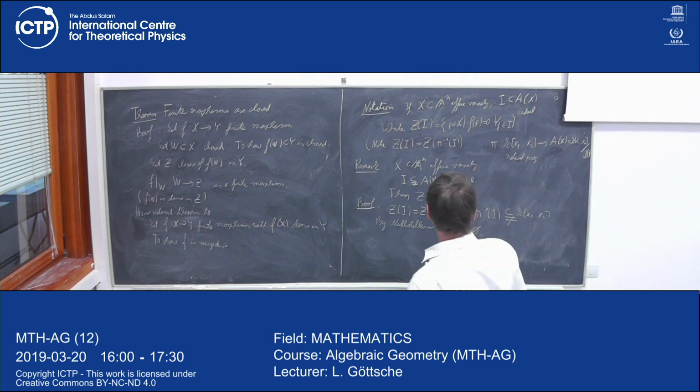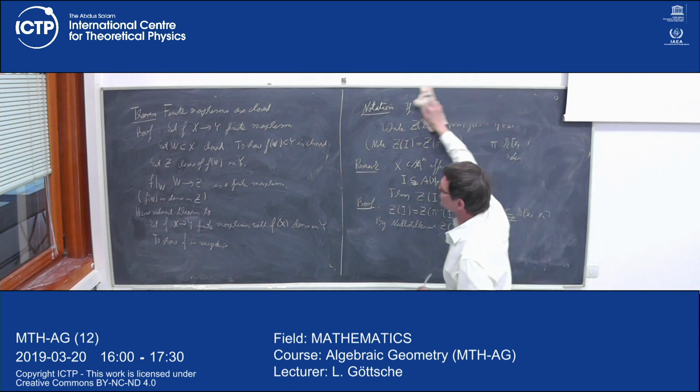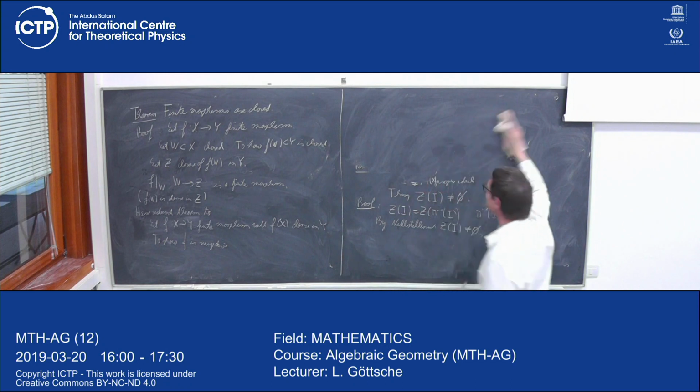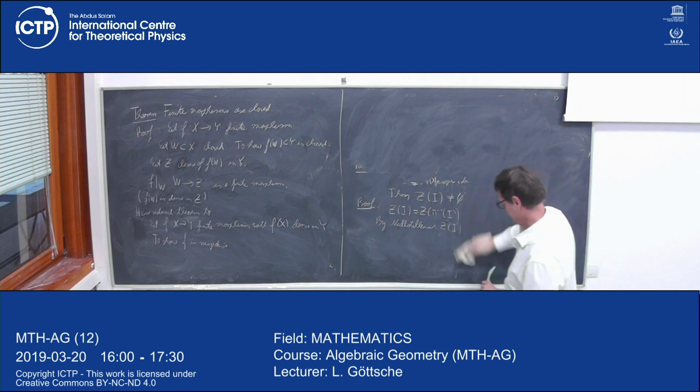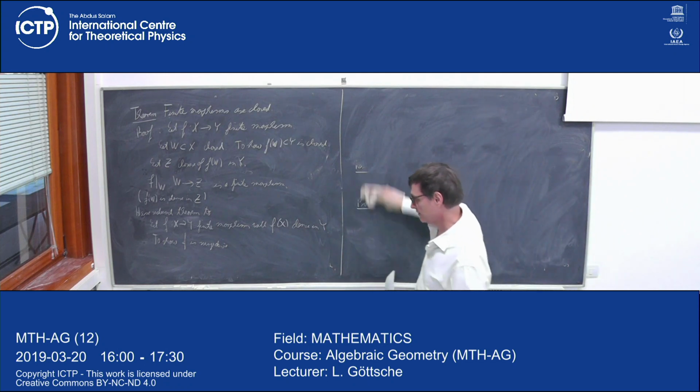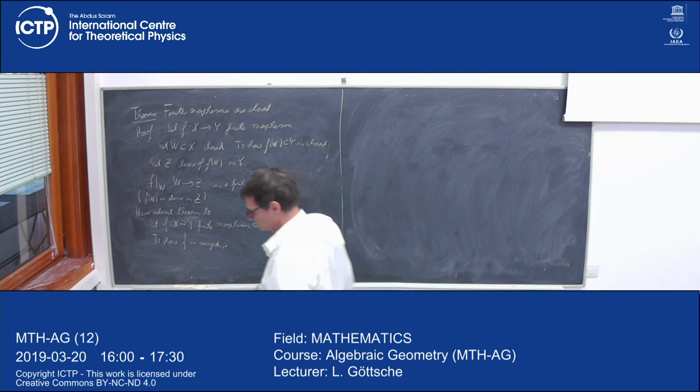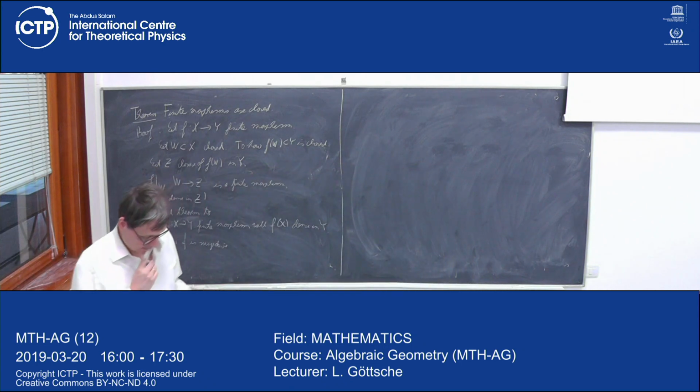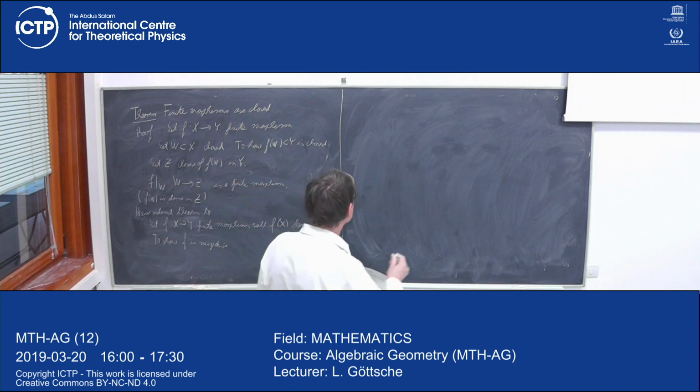So now we can again gloriously use the homework. The image is dense, so we know that the pullback map is injective.